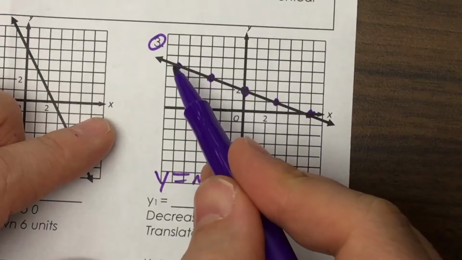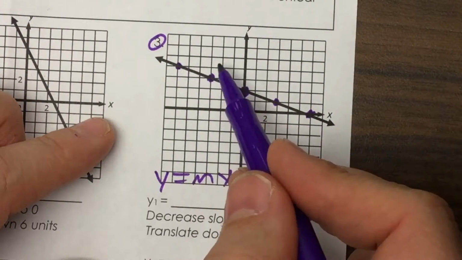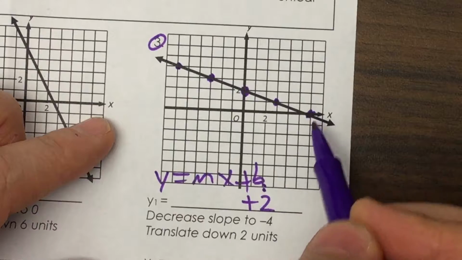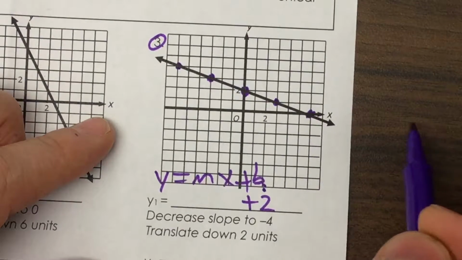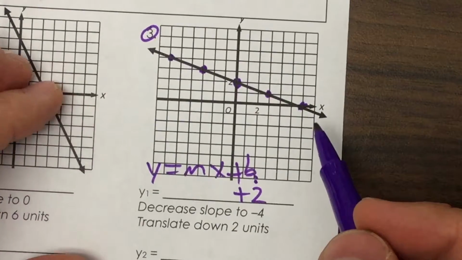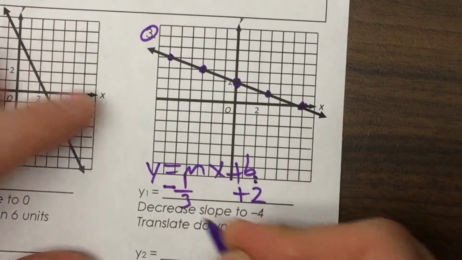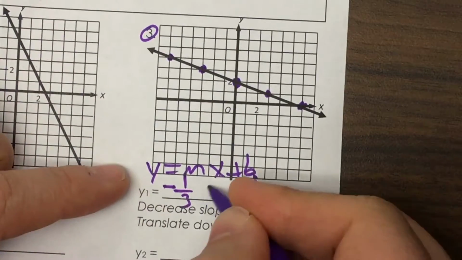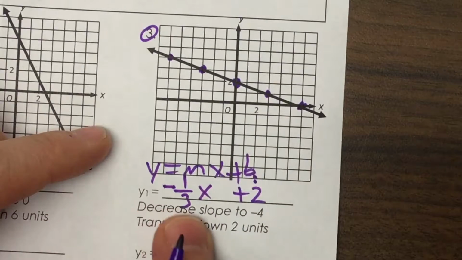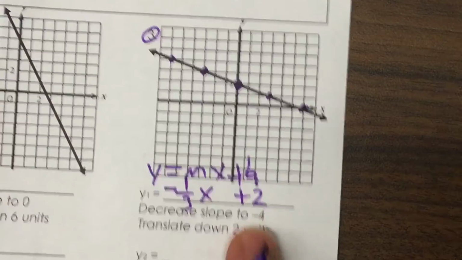And that's how you know if you have the right pattern. It should work over and over and over again. If it starts gradually going off the line, then it's probably not the right slope, okay? But our slope here is down 1, 3 to the right, or -1/3. So our equation is y equals -1/3 x plus 2.